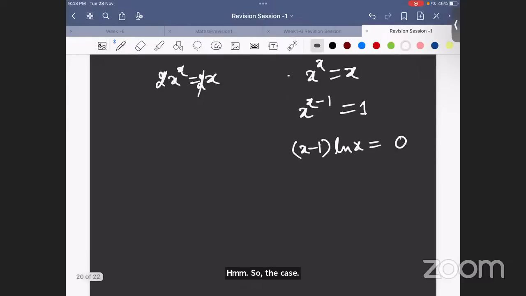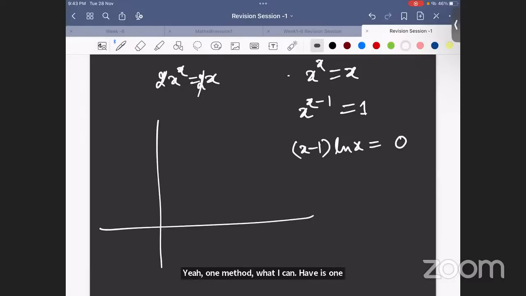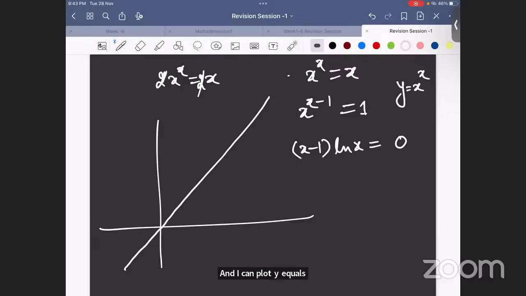One method I can have is to solve with the plot. I can plot x equals to 1 and I can plot y equals to x to the power x. From there I can get two solutions for sure. But I need to solve it from the... Sir, if you put directly x equals to -1 as well, it solves the equation like the upper one.